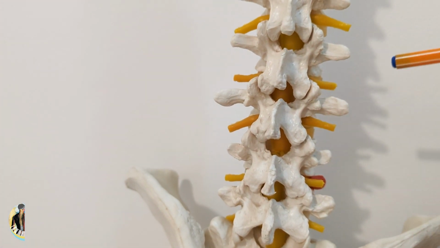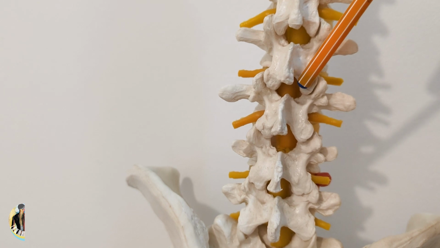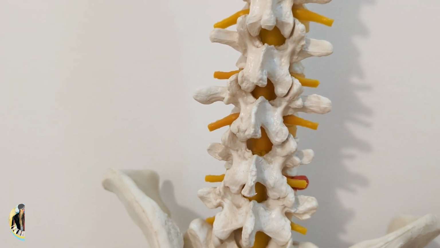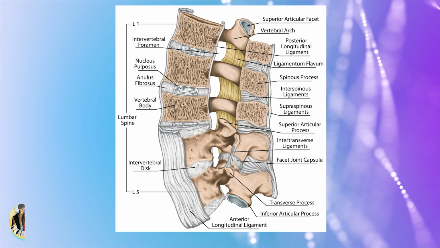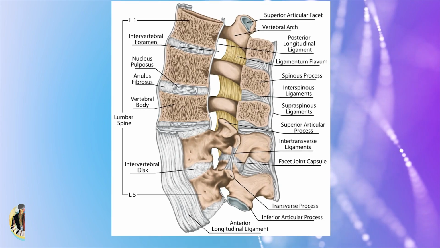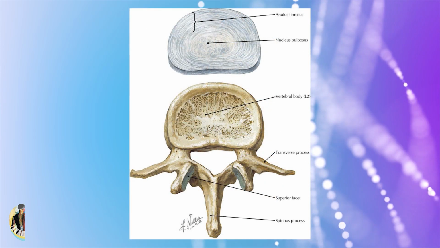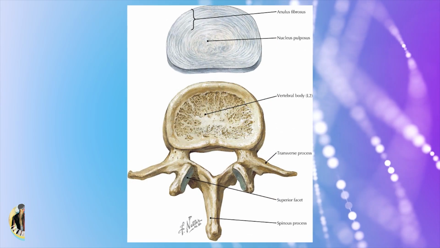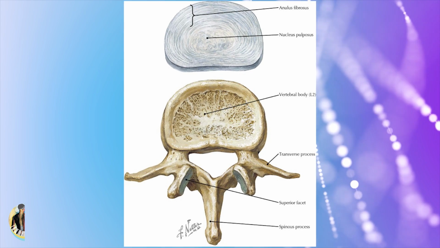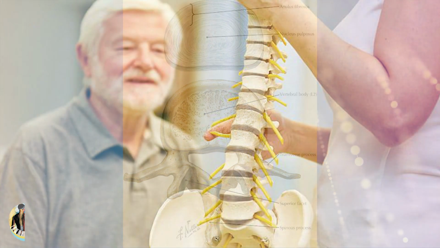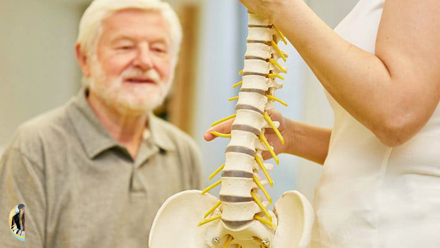A facet joint is formed by the articulation between paired bony projections called articular processes. These processes are located at the back of each vertebra and connect adjacent vertebrae. For each disc space, there are two facet joints and a disc, which together form a tripod that creates the motion segment. The spinal nerves exit just above the upper facet at each level.